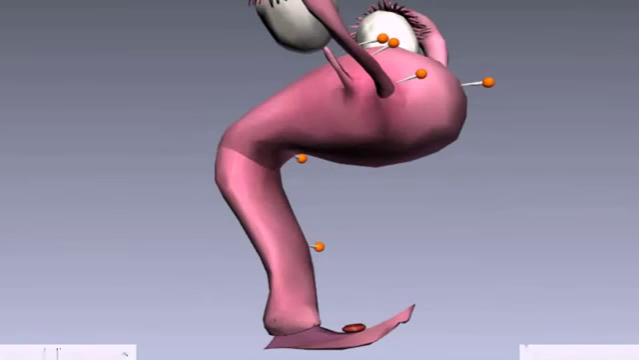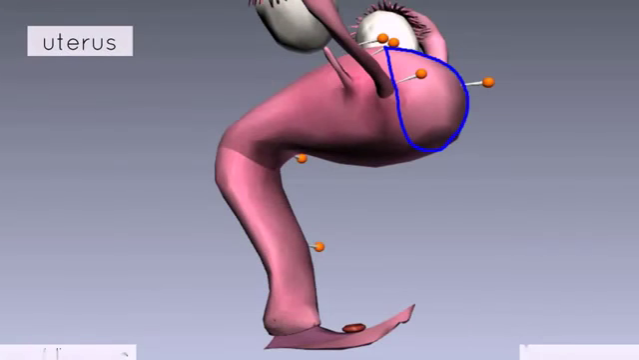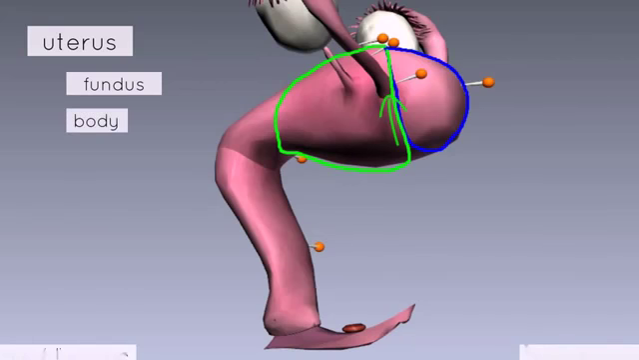There are three parts to the uterus. You've got the dome-shaped superior part of the uterus, which is called the fundus. This part of the uterus lies superiorly to the point where the uterine tubes enter into the uterus. And then you've got the bulk of the uterus, which is known as the body, and this is the main part of the uterus. And then inferiorly you've got the cervix of the uterus. The cervix is the neck of the uterus.